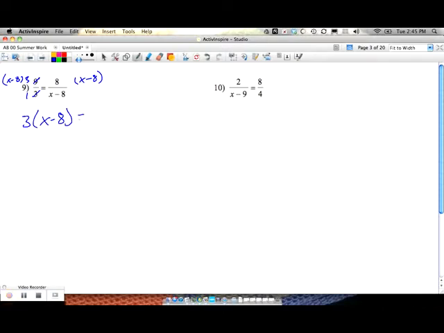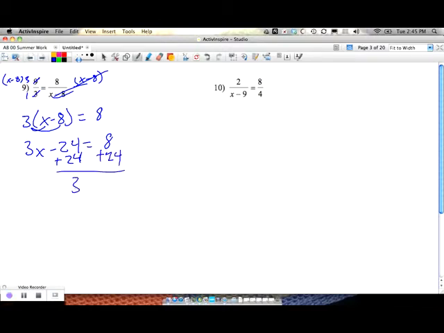That gives me 3 times x minus 8 equals, well, this x minus 8 and this x minus 8 simplify to 1 over 1 equals 8 on the right side. So now I need to ungroup this. To ungroup something is to distribute, so that's going to be 3x minus 24 equals 8. Now I gotta just do some algebra, get that x by itself.